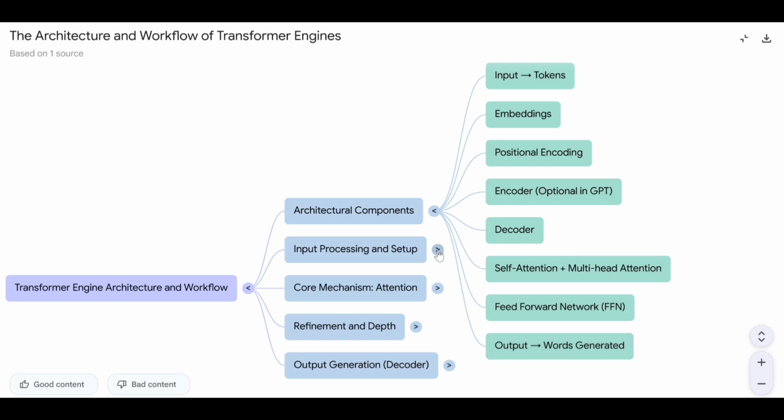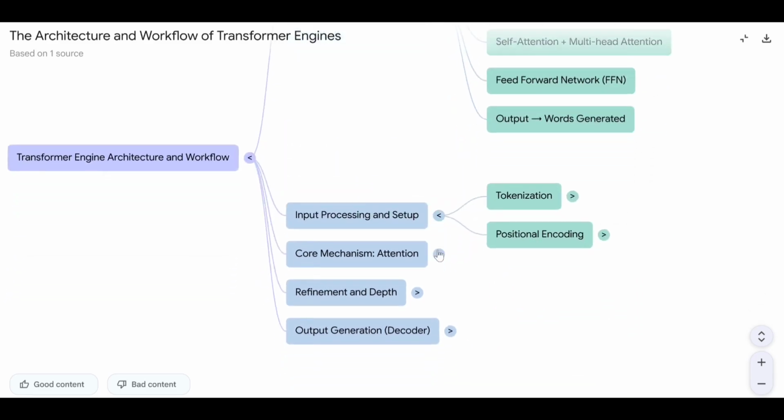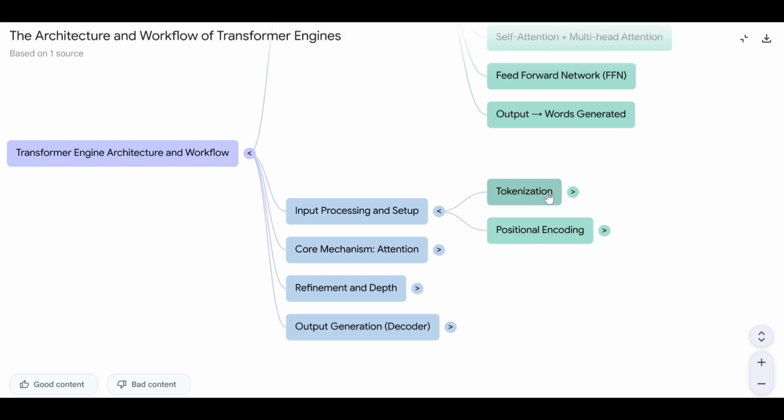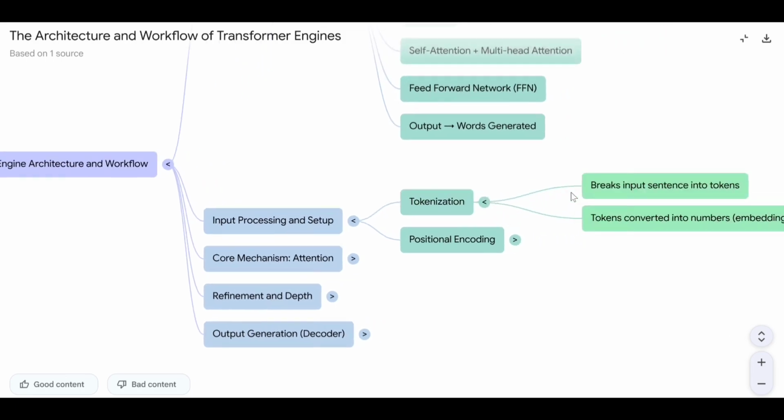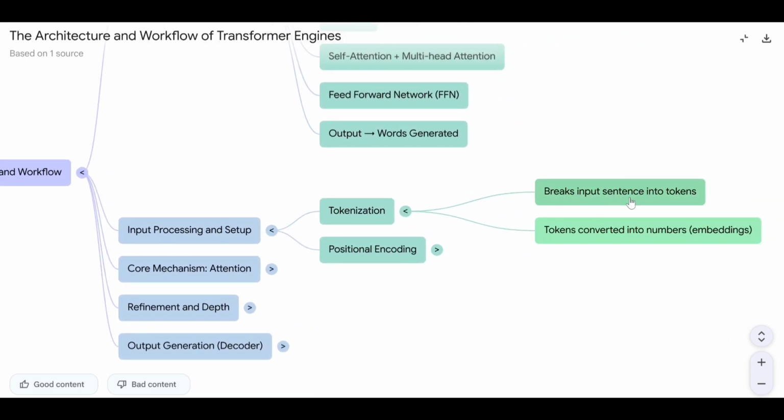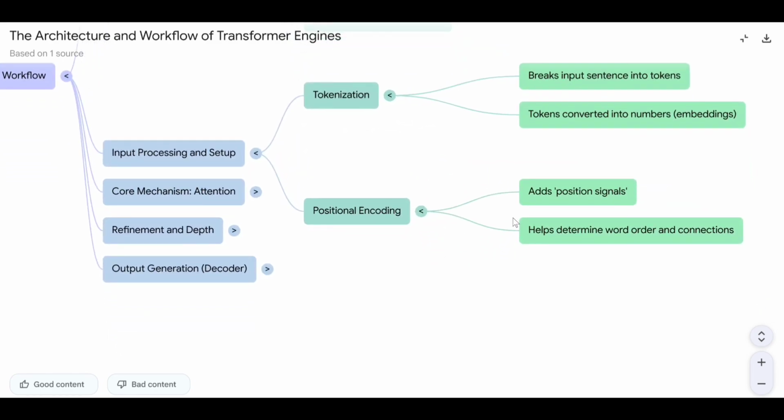Okay, now let's understand how the input process is happening. First, tokenization. You already know tokenization is breaking the input sentence into tokens, and those tokens are converted to numbers. After converting into numbers, the model has to know about the word order also, so positional encoding is given. This is how the input is processed.